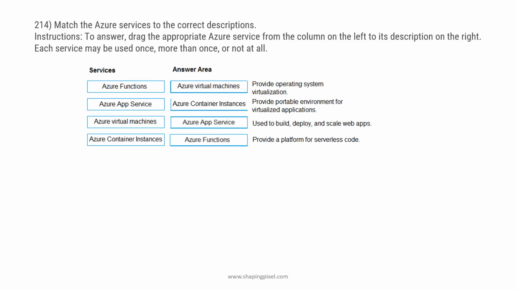So the right answers are: Azure Virtual Machines providing operating system virtualization. Azure Container Instances provide portable environments for virtualized applications. Azure App Service is used to build, deploy, and scale web apps. Azure Functions provides a platform for serverless code.